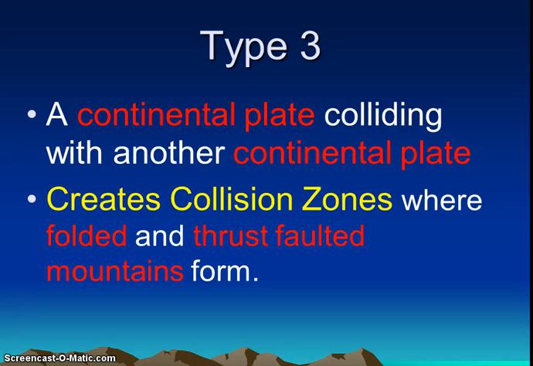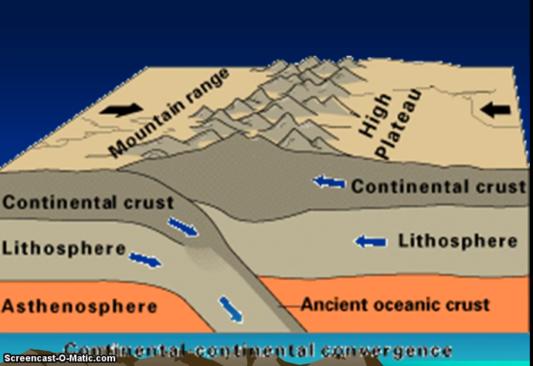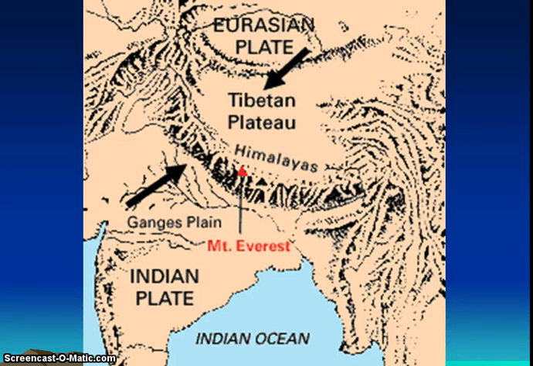The third type is a continental plate colliding with another continental plate. This creates collision zones where folded and thrust faulted mountains form. This illustration shows continental crust meeting continental crust, and a mountain range with a high plateau is the result. The best example of this are the Himalayan mountains, where the Indian plate is converging with the Eurasian plate, and the Himalayas are still growing.